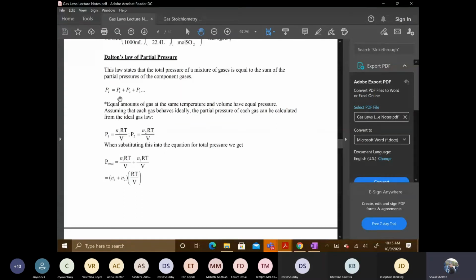Okay, so Dalton's law. Let's do Dalton. So Dalton's is very easy. Y'all know how to add, right? That's all Dalton's law is, just adding the individual pressures of gases. So P total is equal to P1 plus P2 plus P3. Now P1, P2, and P3 are the partial pressures of individual gases that are present in a mixture.